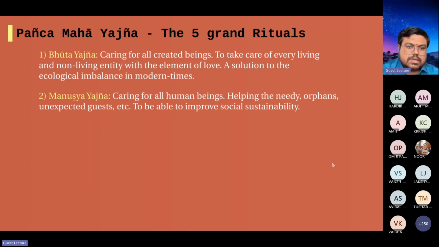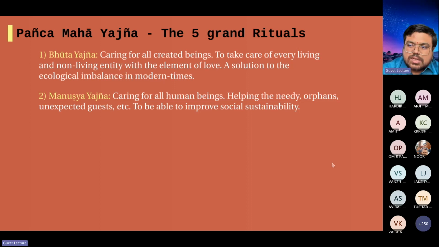Then we have Manushya Yajna. Of course, living, non-living, everything is one category. Then humans are another category, because out of everything, we give first importance to humans naturally. So caring for all human beings is utmost important, which comes as priority as well. Helping the needy, the orphans, unexpected guests, etc., all come under Manushya Yajna. So this helps to improve social sustainability in a social construct.